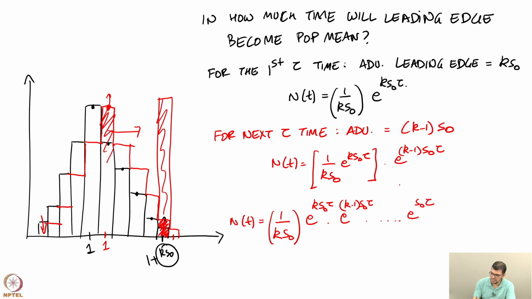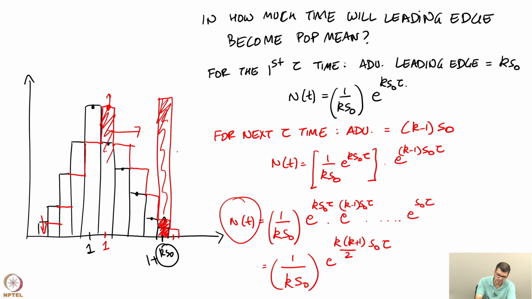And we can sum all these exponents and we get this as 1 by k S naught into e to the power k into k plus 1 by 2 S naught into tau. So, now the question is what is this left hand side? How many cells are there in this state when this fitness level is the most abundantly represented in the population? And if the total population size is N, experimental data has shown that this can be successfully approximated as simply N by 2.